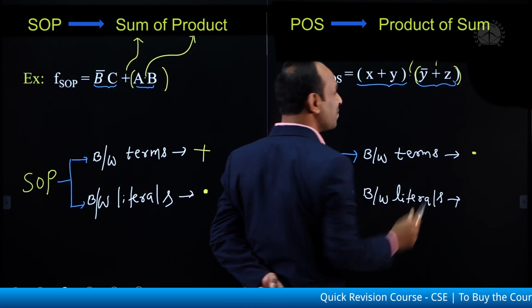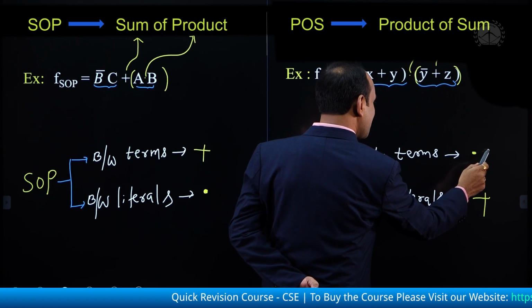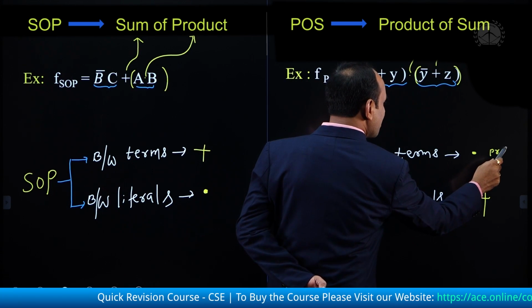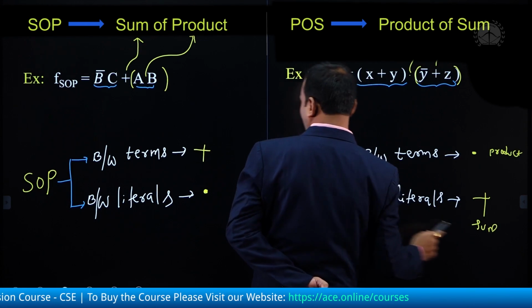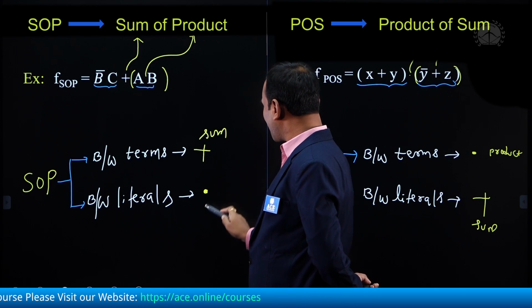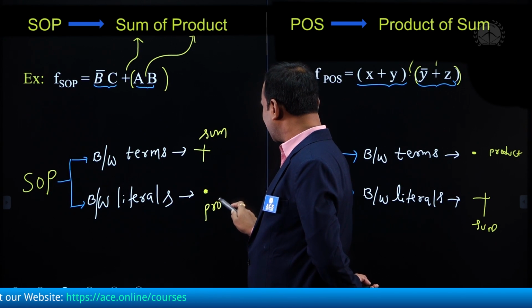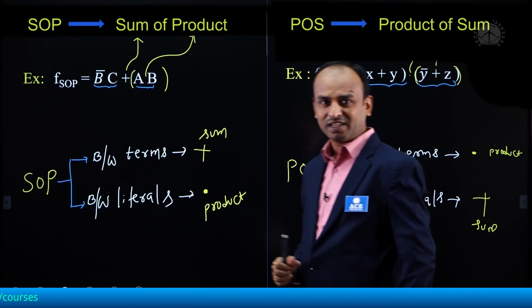Again here, within the term, between the literals, what is the operator? Come on, tell me. Sum. This is a sum, plus. Okay, this is a product symbol, this is a sum symbol. This is a sum symbol, this is a sum symbol, this is a product symbol, this is a product symbol. Okay?